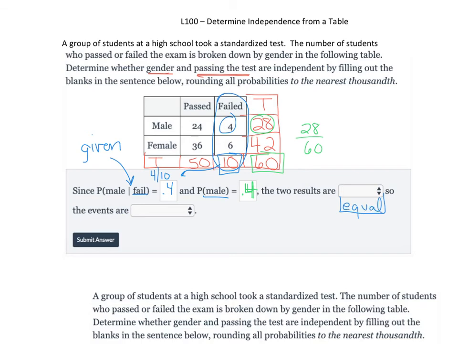So because they're equal, whether or not someone's male didn't really impact the chance that they'd fail, right? They both came out the same. So those events are not impacting each other. So we would say that they're independent. Okay, so those would be the answers to the first part. So let's move down to the question at the bottom of the page.